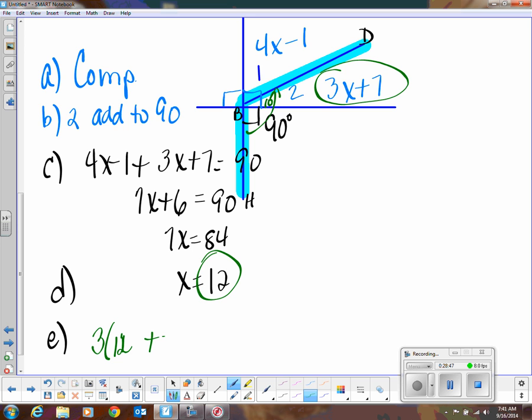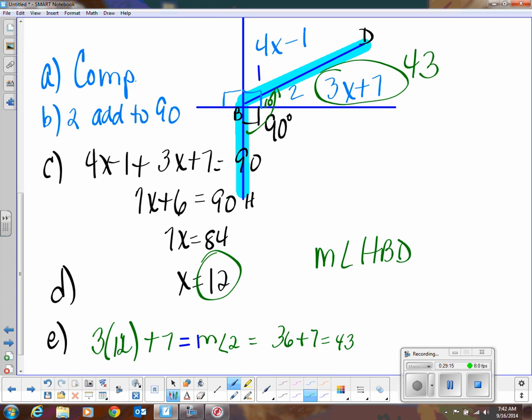Okay, 3 times 12 plus 7. 3 times 12 plus 7 is angle what? Angle 2. Measure of angle 2, which is going to be 36 plus 7, which is 43. So this angle's 43, this angle's 90, so what's the measure of angle HBD? Kayla? This is 90, this is 43. Right. So you're going to be 90 plus 43.